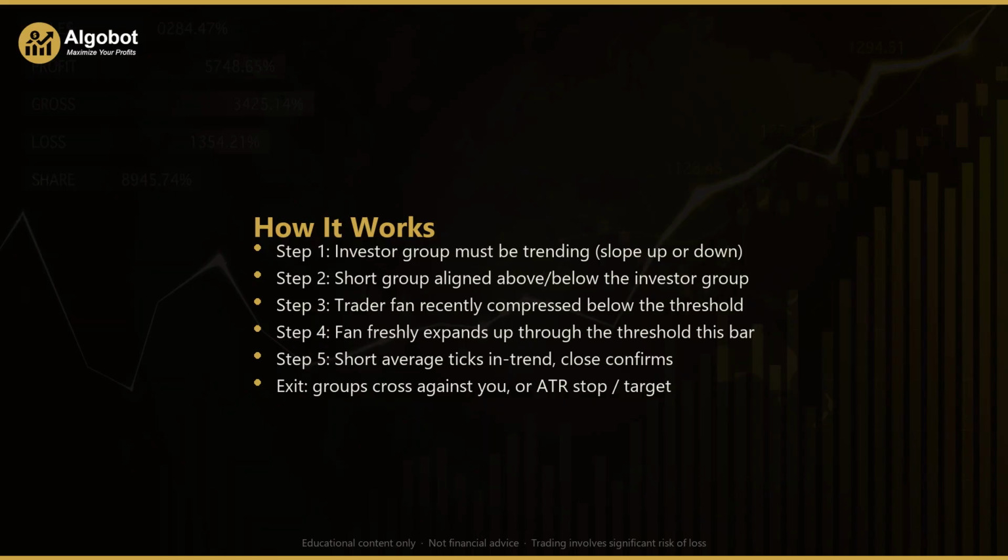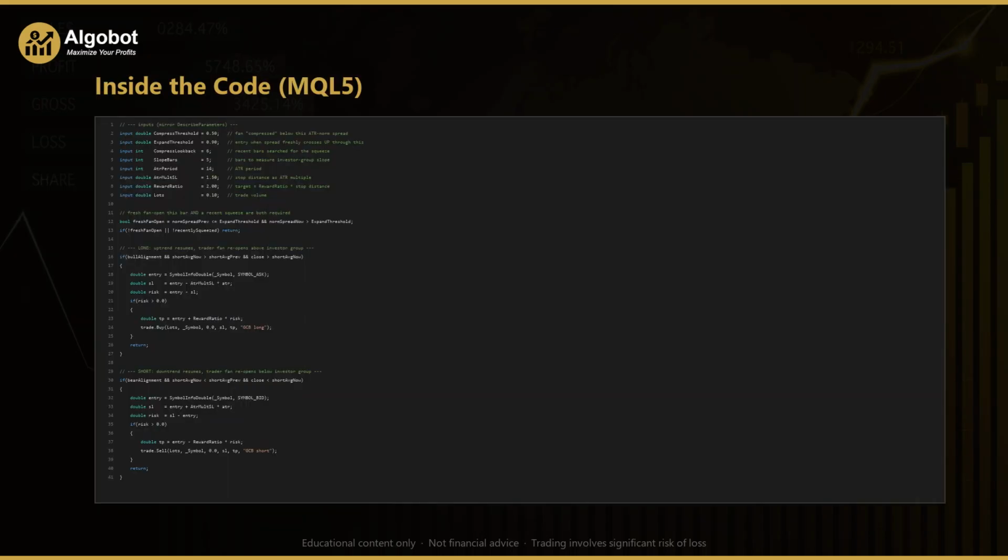There's also an early exit. If the two Guppy groups cross against an open position, the alignment has flipped, and the strategy closes the trade rather than waiting. Only one position per magic number is allowed, so trades never stack. Let's read the code as it appears in MetaEditor. At the top are the inputs.